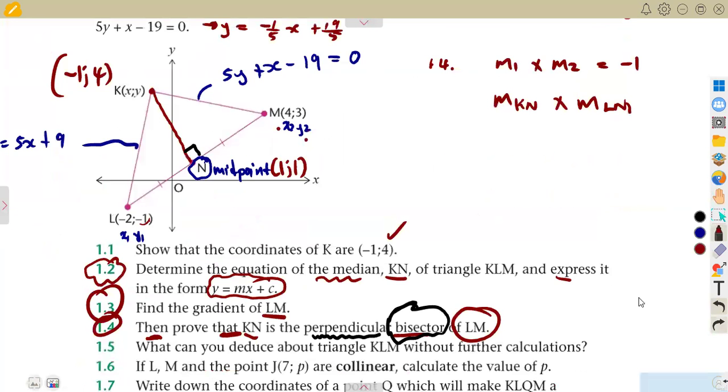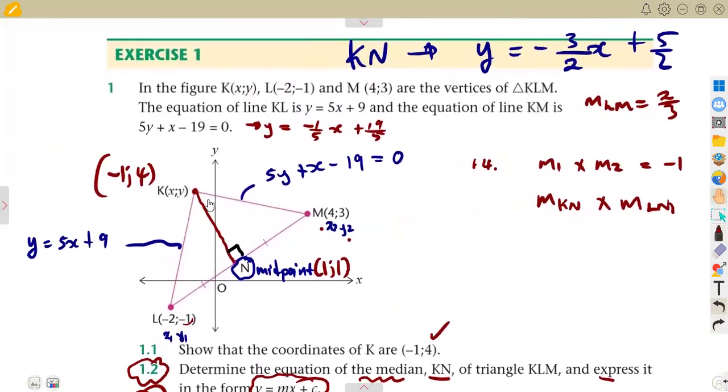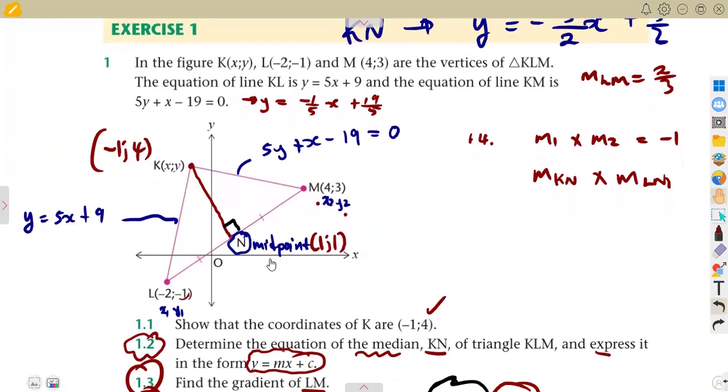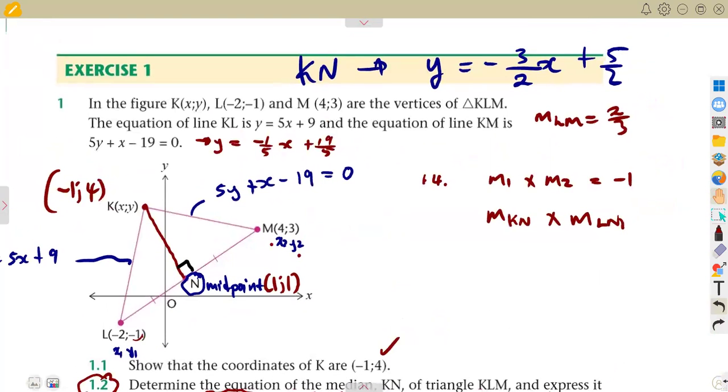All right, so let's see. We have the gradient of KN. Where is our KN? This is K to N, this one. Remember when we calculated the equation of KN, we had the gradient, it's only that I erased it. But we can take it here on KN. This was our gradient, the one that we calculated. Remember, it was -3/2. So -3/2 times the gradient of LM, which is 2/3.